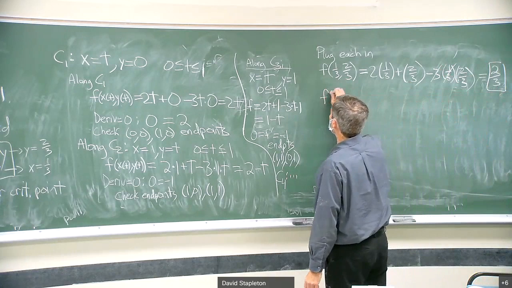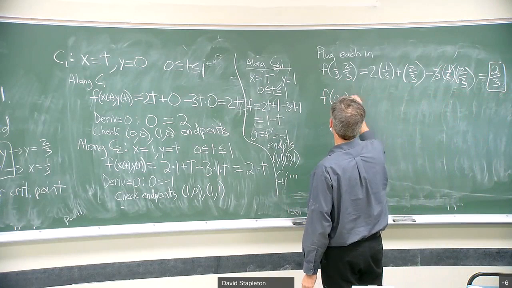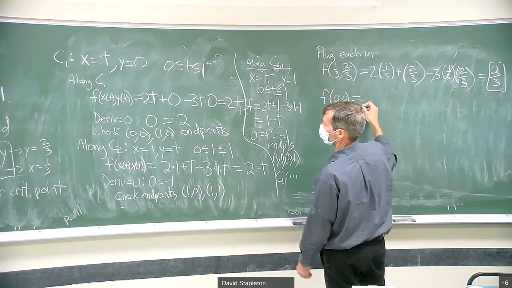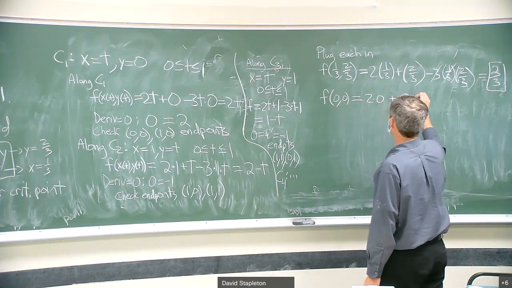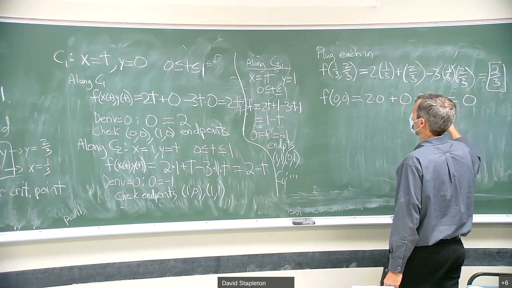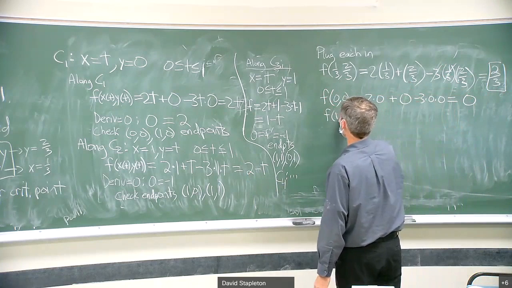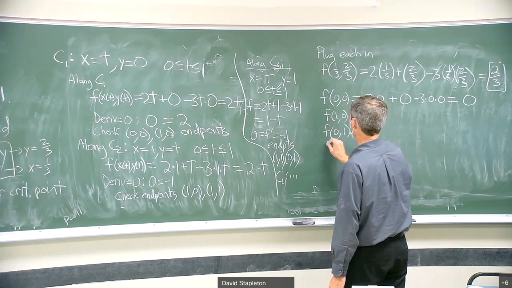Then we plug in the points along the boundary, which turned out to be the 4 corners. So we take f of 0, 0. If you plug that in, you can see, right, 2 times 0 plus 0 minus 3 times 0 times 0, and you get 0. Then f at 1, 0, f at 0, 1, and f at 1, 1.